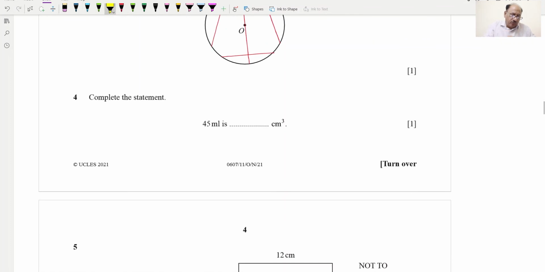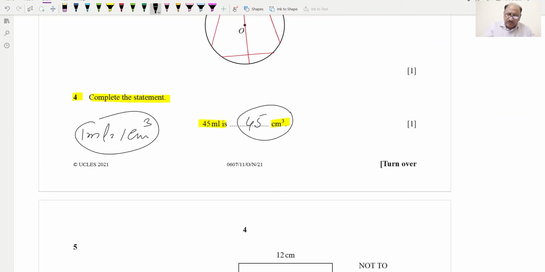And question number 4, complete the statement. 45 milliliters is what? We know that 1 milliliter is equal to 1 centimeter cubed. So 45 milliliters will be 45 centimeters cubed as it is. So this is one more question which we are done with.